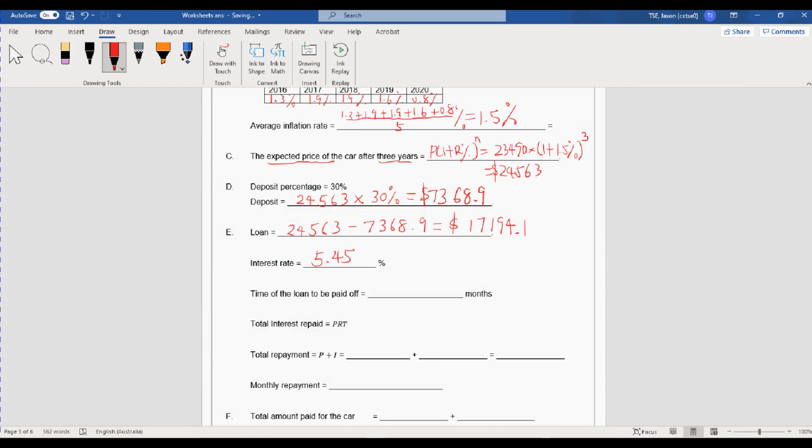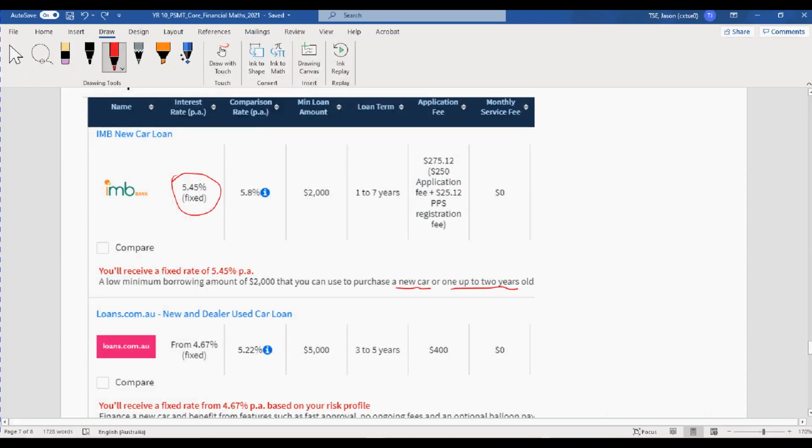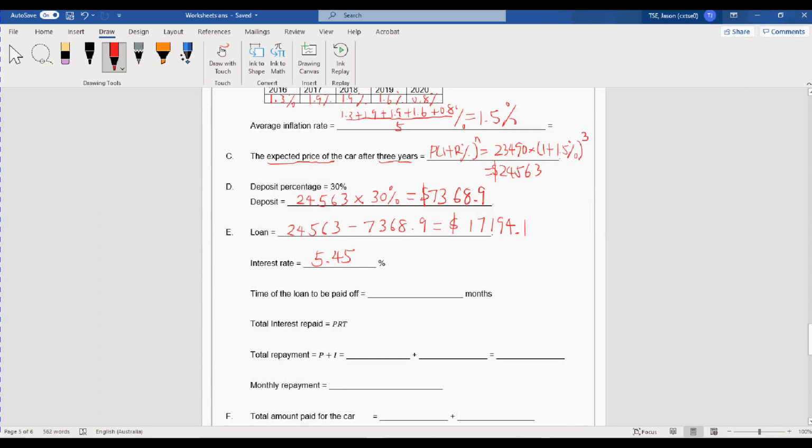Next, the time for the loan to be paid off. Sometimes loans have some conditions, right? So you see the loan term is 1 to 7 years for the first one. How about I try to do it earlier? I might try to do it in 3 years, if that's possible.